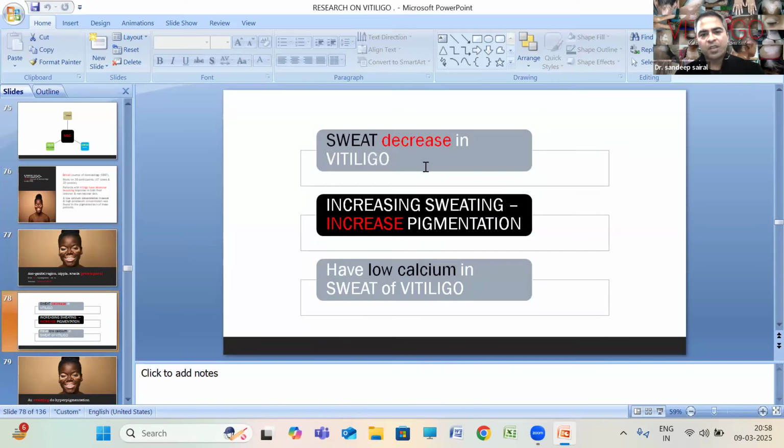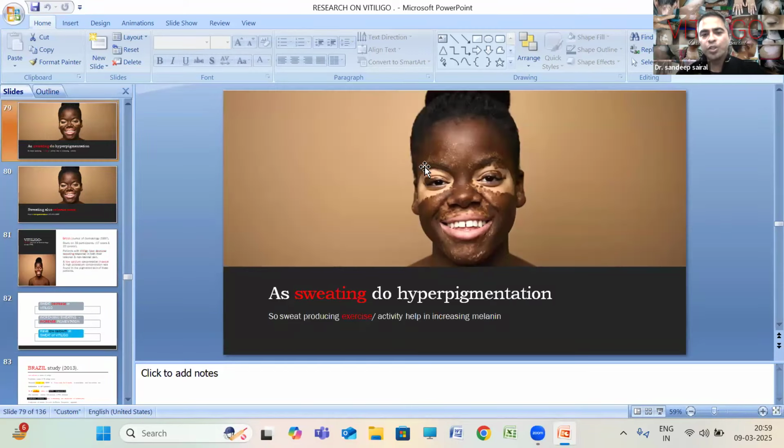So what I concluded is that in vitiligo patients, you will have low sweat, and when you increase the sweating, pigmentation increases. Two concepts. So as we know, sweating increases the hyperpigmentation.